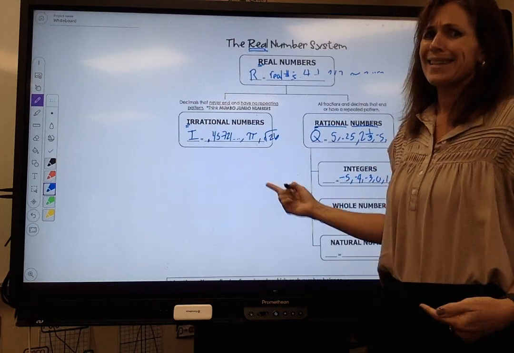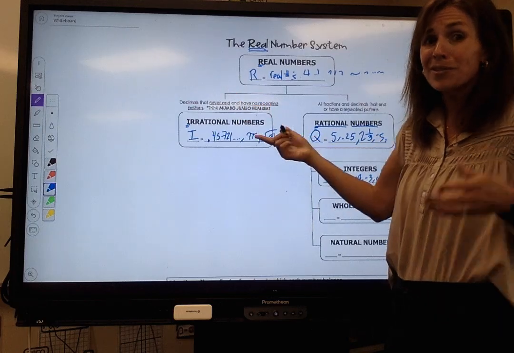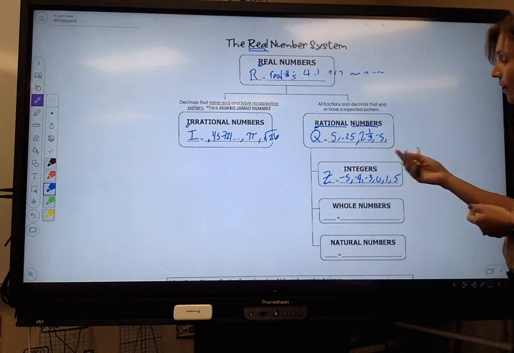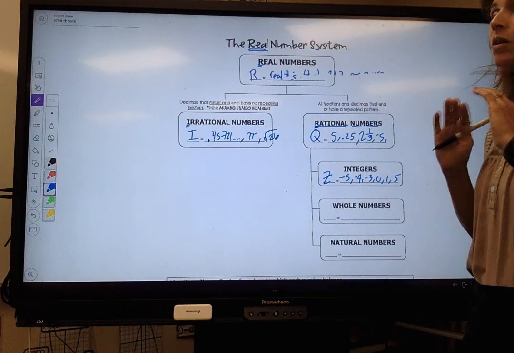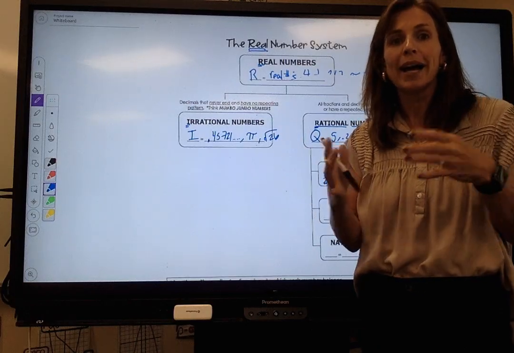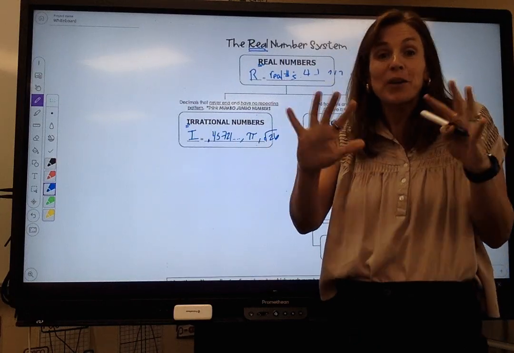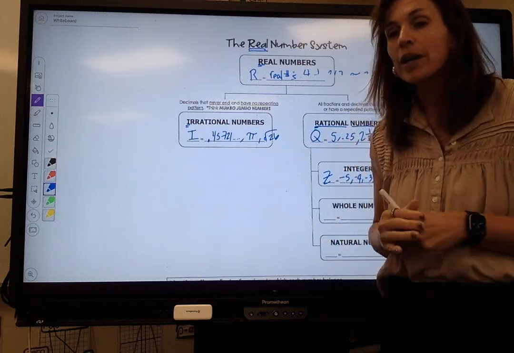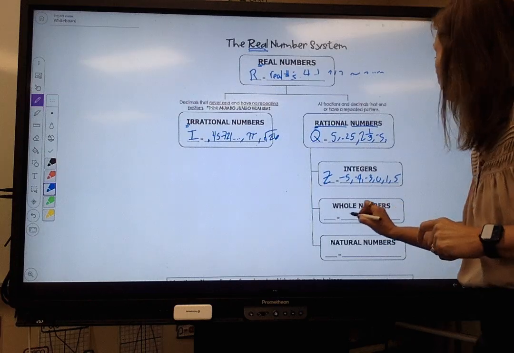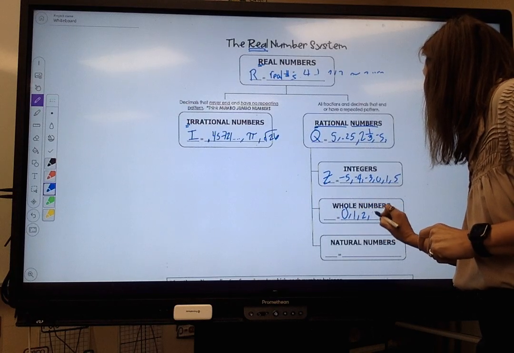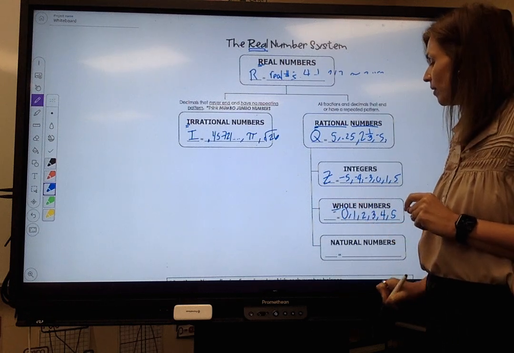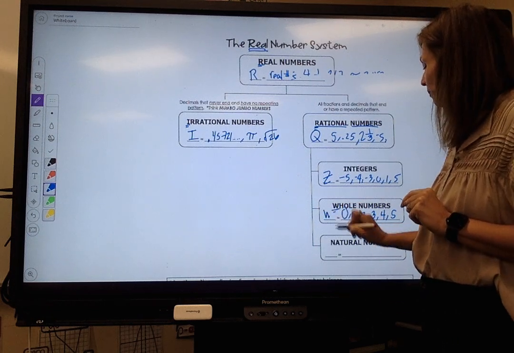So I's taken up. So what am I going to use for integers? Z. Don't ask me why. But Z is the letter that we use for integers. Now, I can even break it down even further. A whole number. What does whole imply? It means there's something positive there. It's a whole number. So a whole number is a counting number, and it includes the number 0. W is not taken up, so we're going to use W.